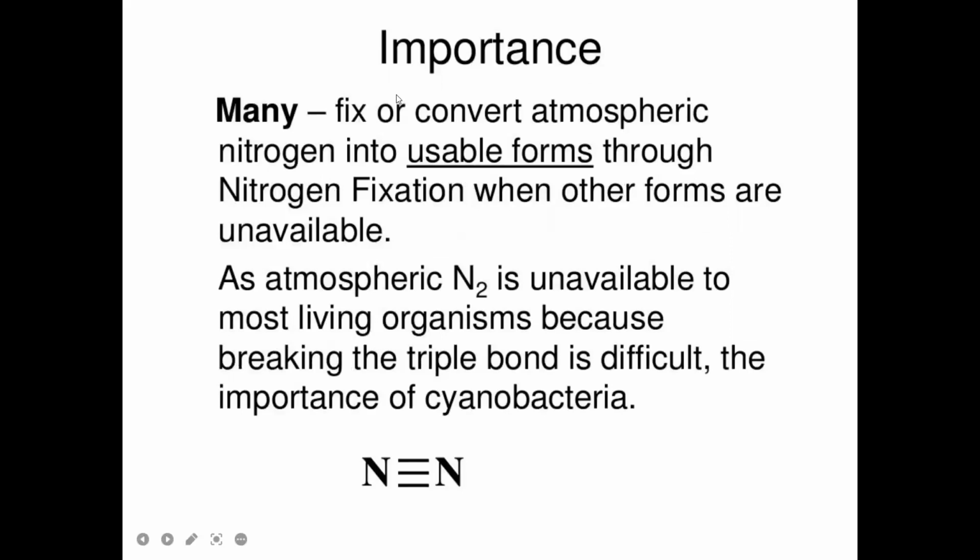The importance of this is they convert atmospheric nitrogen into usable forms through nitrogen fixation. Even in the last class, we discussed nitrogen fixation. What is nitrogen fixation? It is the conversion of nitrogen into ammonia or nitrates. Here you can see there is a triple bond between two nitrogen atoms, which is very difficult to break. That is why plants cannot use this nitrogen, and organisms like cyanobacteria or other bacteria help in nitrogen fixation.